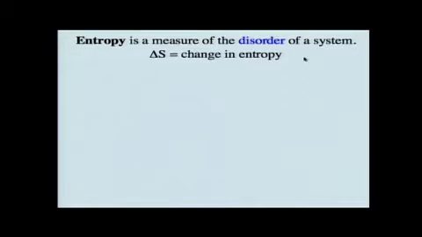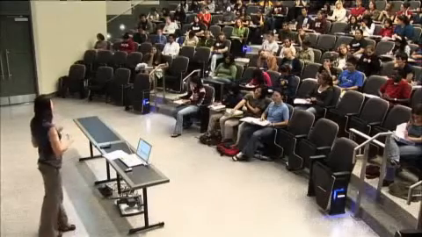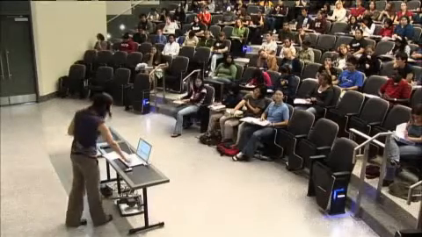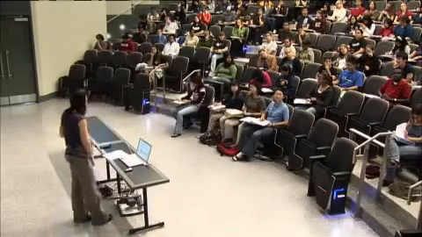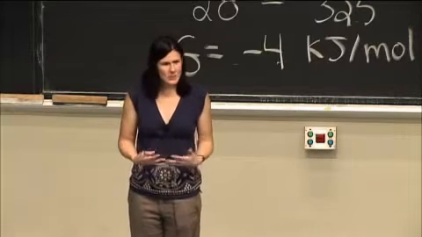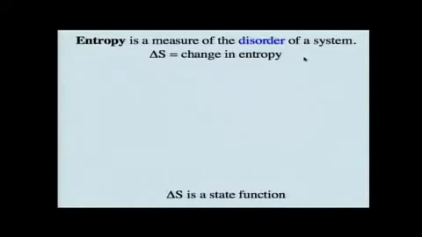And when we're talking about chemical reactions, what we're talking about is a change in entropy. So as our reaction goes forward, are we becoming more ordered or are we becoming more disordered? Just like we saw for enthalpy, entropy also is a state function. So it doesn't matter in terms of path how we got from point A to point B.